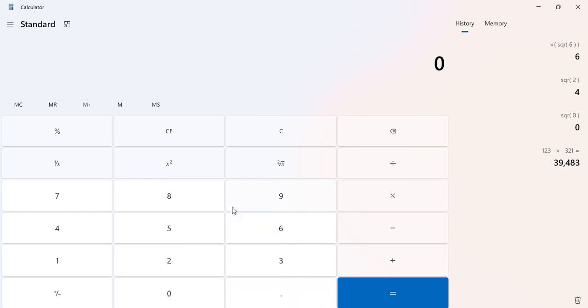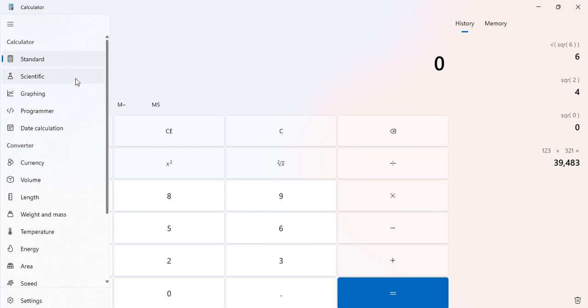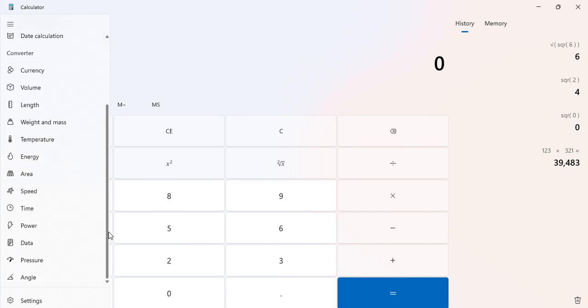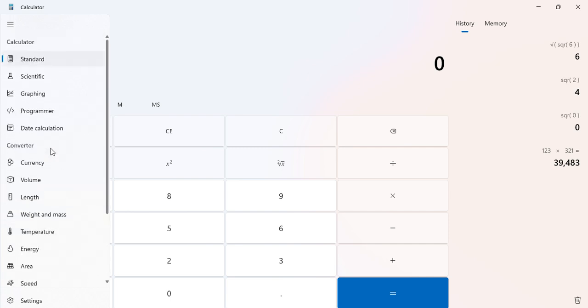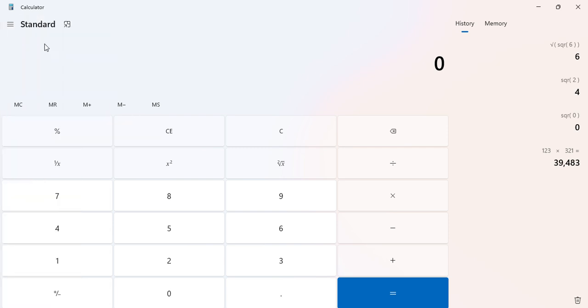Many of us may use the Windows calculator to do normal calculations, but you have to know there are a lot of features in the Windows calculator, right? Like scientific, graphing, programmer related and date calculation. Besides this, you can also use this calculator as a converter. So you can convert different objects, right?